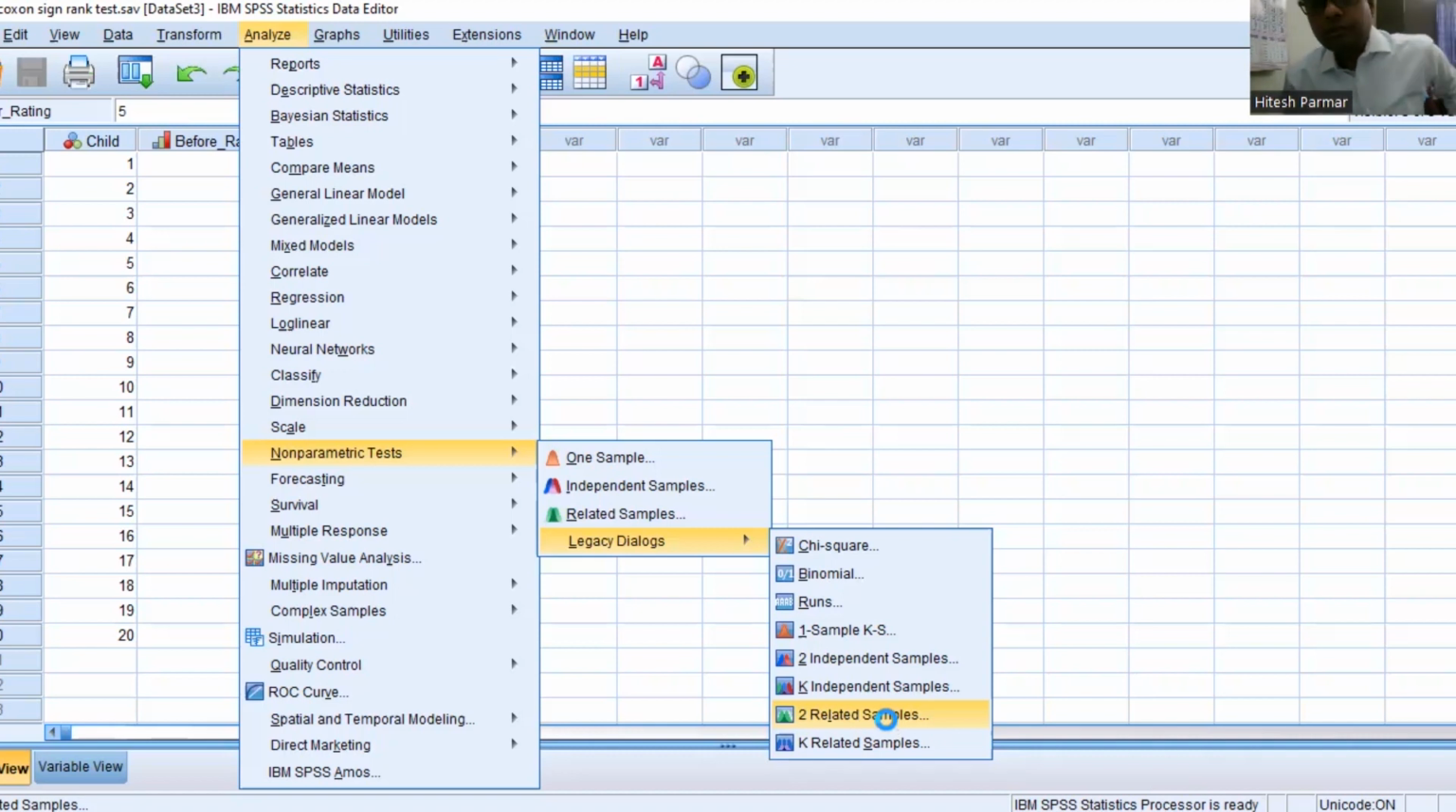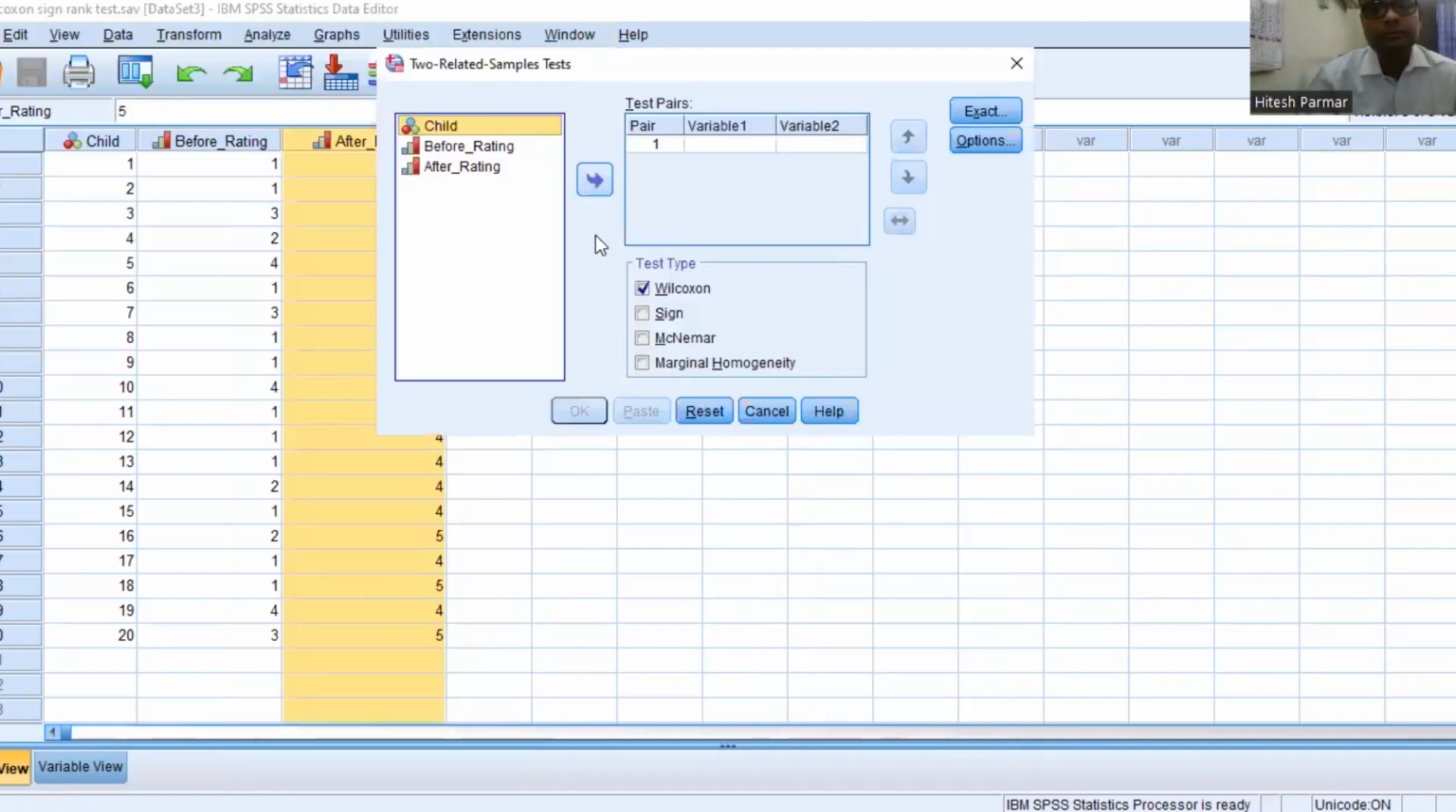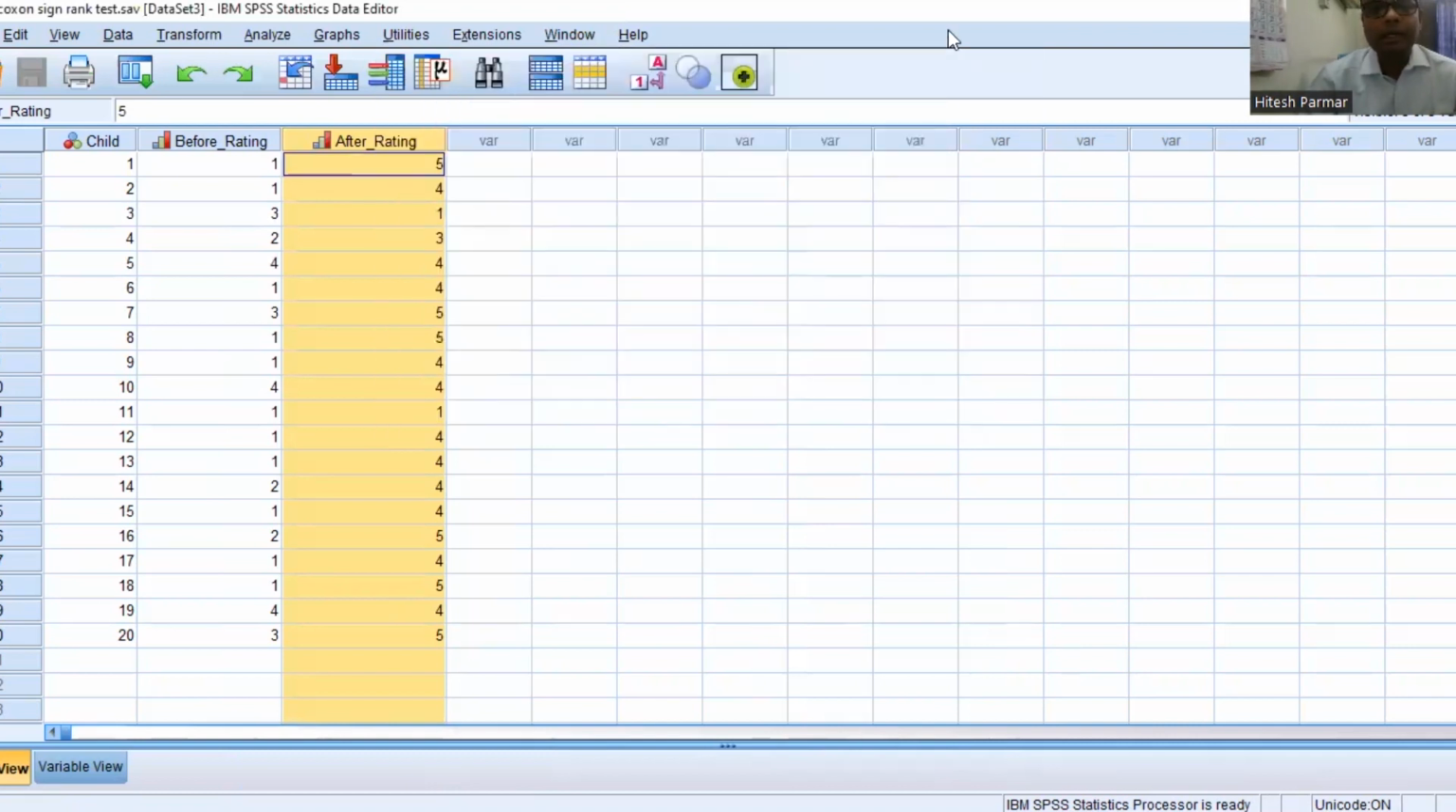When we click on 2 Related Samples, we'll get this. So variable 1 and variable 2, we can move before and after like this. And then for the type of test, we need to click Sign test and Wilcoxon signed rank test. These 2 tick marks we need to give. Just click OK. Let me share my output screen to discuss the results.